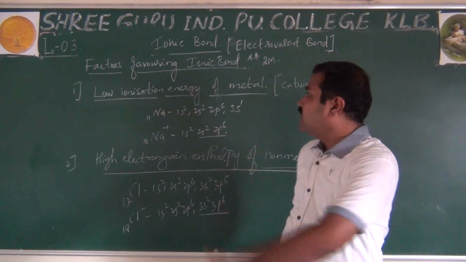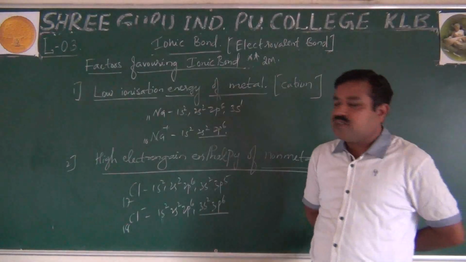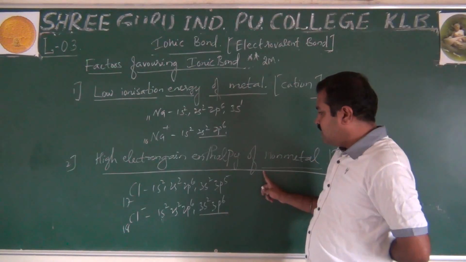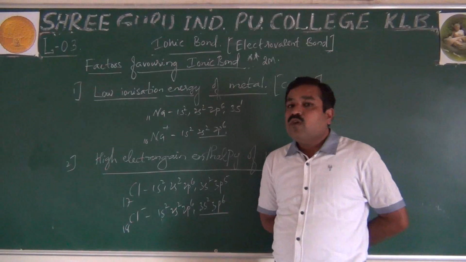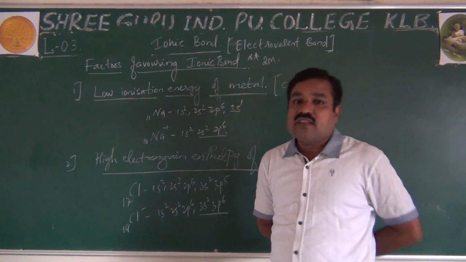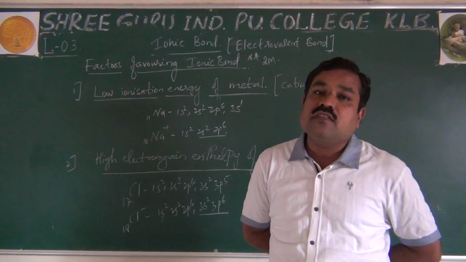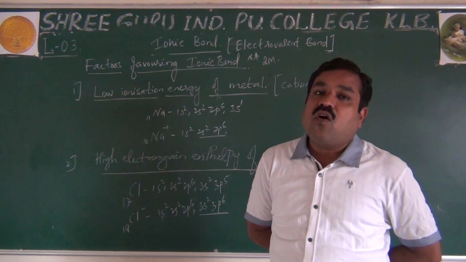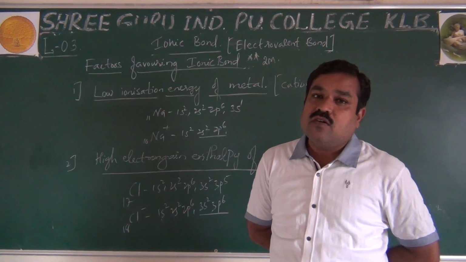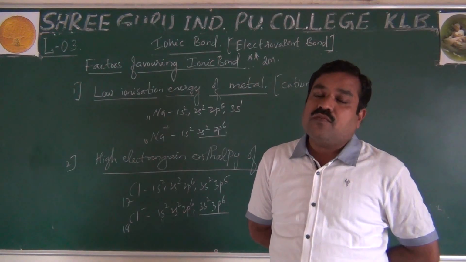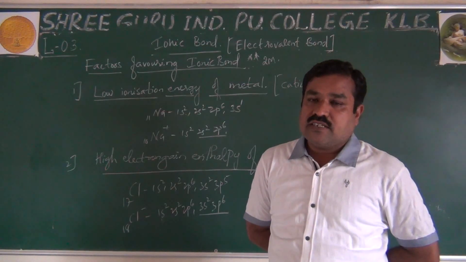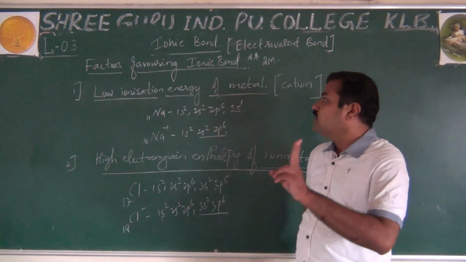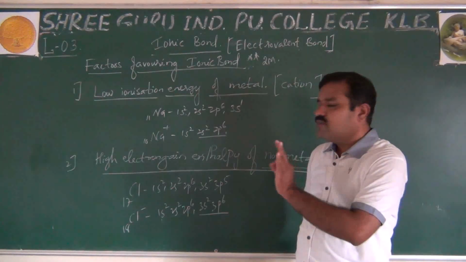Now lastly, factors favoring ionic bond. The factors which favor formation of ionic bond are low ionization energy of the metal, high electron gain enthalpy of the non-metal, and a high difference in electronegativity between the combining atoms. High lattice energy is also equally important for formation of ionic bond. So these are the 4 factors. Out of this you can write any 2 or 3. You will get 2 marks for it. No need to explain, just mention the concepts.